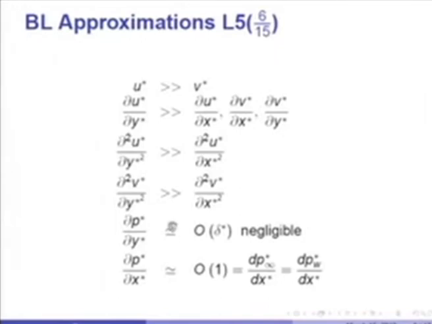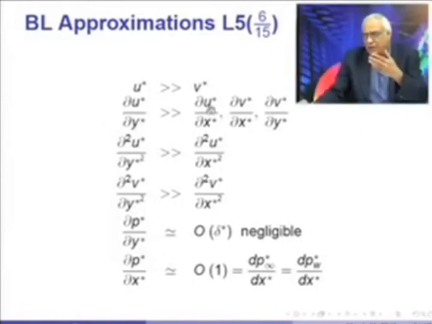So, what does it say? It says that u star will be much greater than v star, which we had already postulated. The gradient of velocity in y direction, the u velocity in y direction would be much greater than the gradient in x direction, because this would be 1 over delta star, whereas this is 1 over 1, this is delta star by 1, and this is delta star by delta star, and therefore, this would dominate over all these. We have already shown that the second derivative in y direction will be much greater than the second derivative in x direction, both for u and v.